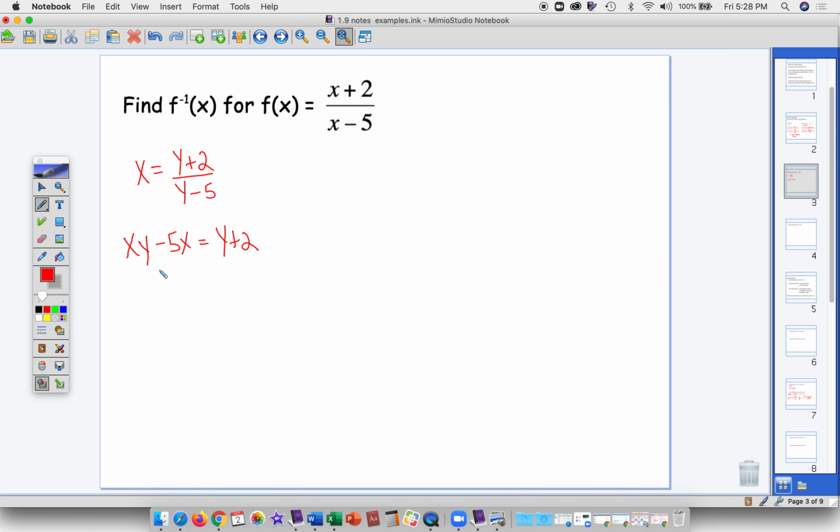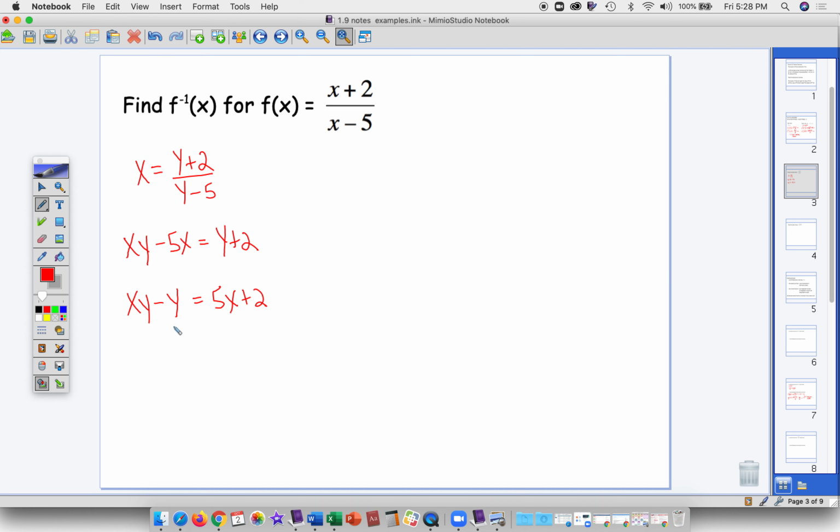Now, I'm solving for y, but I've got y in two different places. So what should I do here? If you're saying bring the terms with the y's together, you're correct. So I'm going to take the y and subtract it to the other side, and I'm going to remove this negative 5x, add that to the other side.